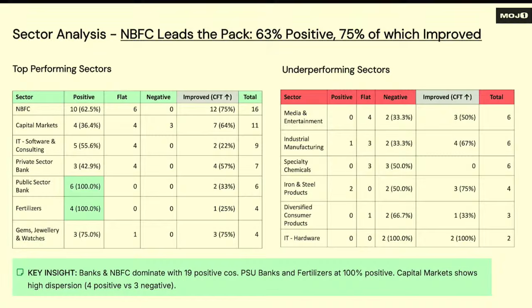One of the things that clearly can build up the story out here is iron and steel. If you see out here, 4 companies, but improvement is across 75% of the companies. And as we see more and more companies coming out, iron and steel products, there is a big possibility that it will move into the first table of top performing sectors.